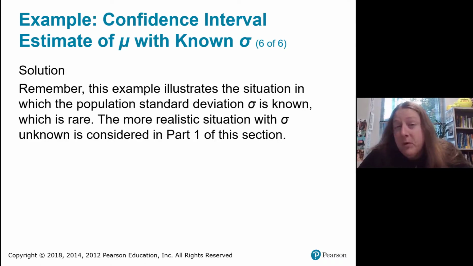Really quick, remember that what we just did is for when we know the population standard deviation. It's a whole lot more realistic and more common that we won't know what the population standard deviation is, in which case we'll have to use the previous method, and so go back to the example before that.